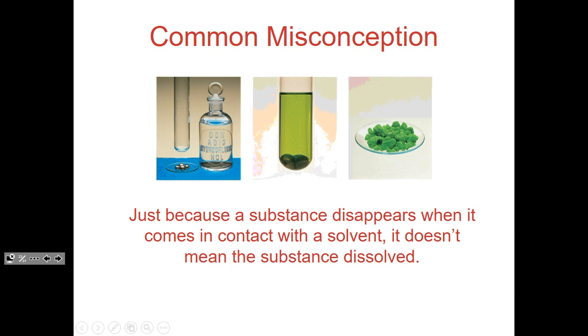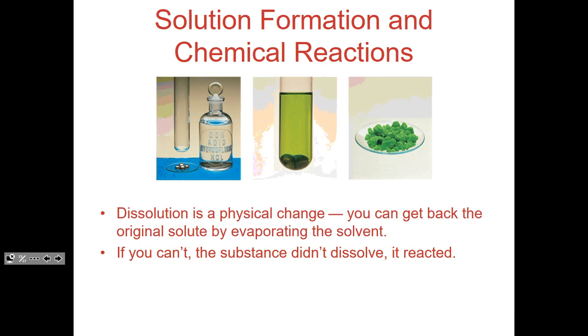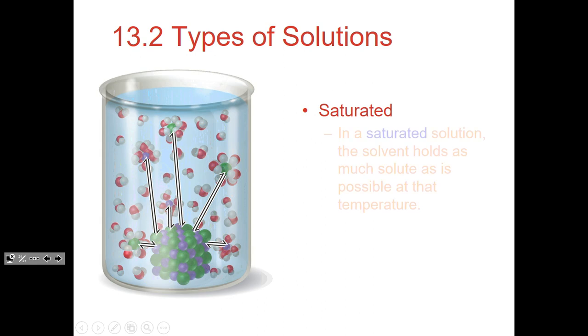A lot of students see a substance disappearing and think, okay, it's dissolving. Well, remember, just because two things are interacting in some way doesn't mean it's a dissolving reaction. You need to understand that dissolution is a physical change. And you should then be able to undo that physical change by evaporating away your solvent to get back your original solute. If that doesn't occur, that means it wasn't dissolving, it was chemically reacting. So be careful when you're not dissolving and you're actually chemically reacting. Chemical reactions are not what we're talking about with dissolving.